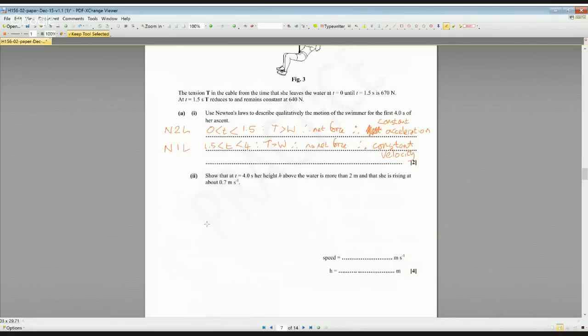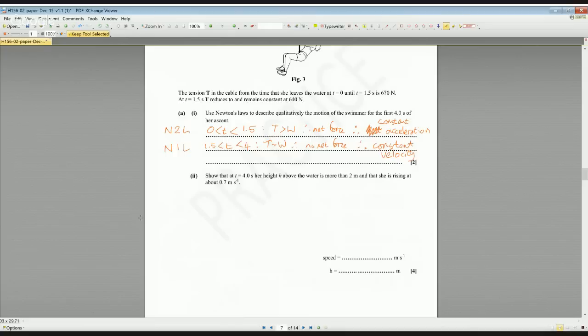Now, the second part of this is a SUVAT problem. We need to show that at 4 seconds, her height above the water is more than 2 meters, and she's rising at about 0.7 meters per second. So remember, there are 2 stages of the journey. There's a section where she's accelerating and a section where she's traveling at a constant velocity. If we can find the velocity at the end of that first section, that gives us the velocity at the end of the journey as well, because once you stop accelerating, that velocity stays constant.